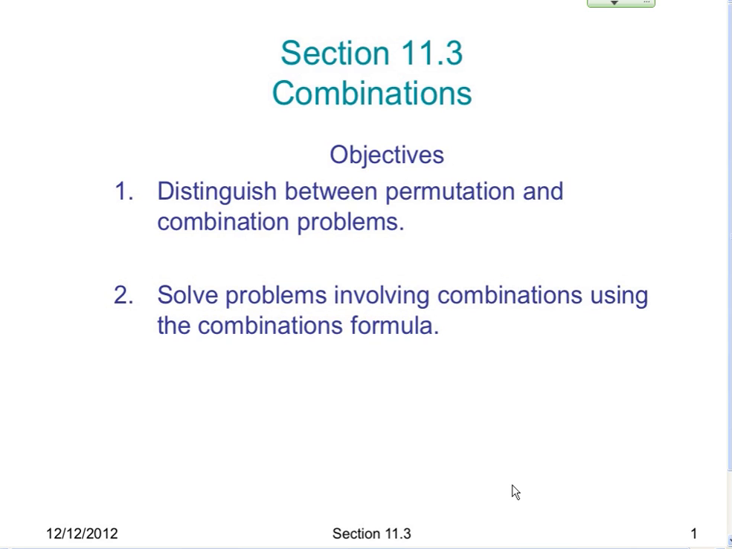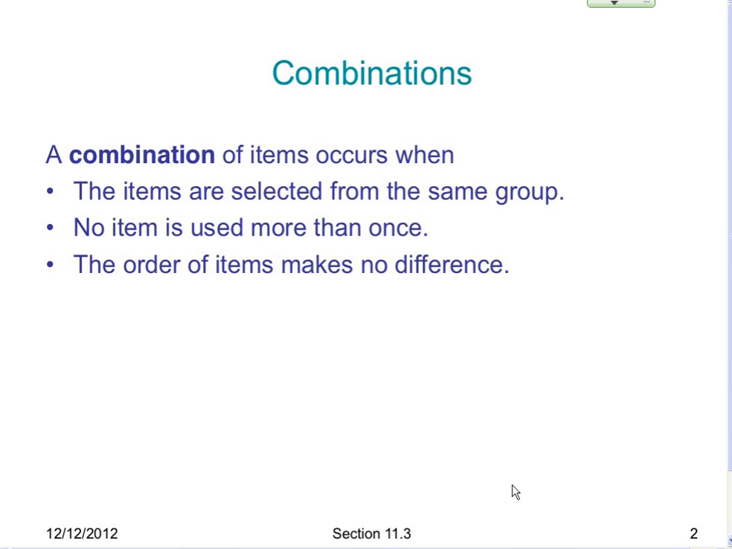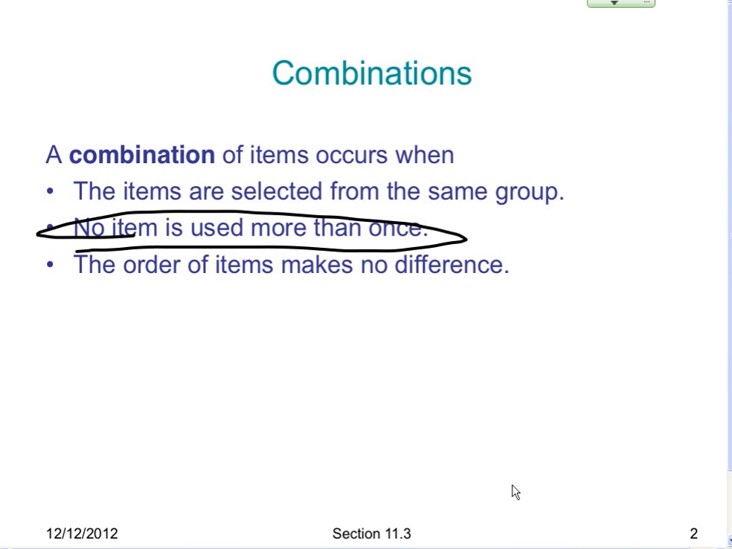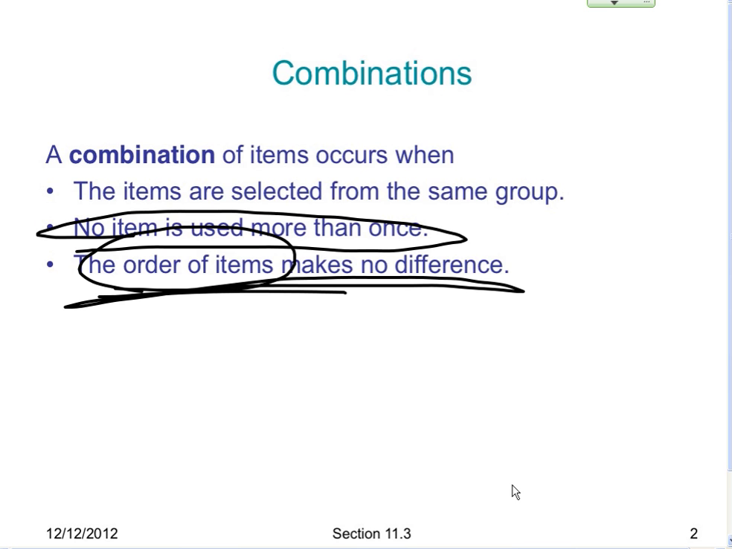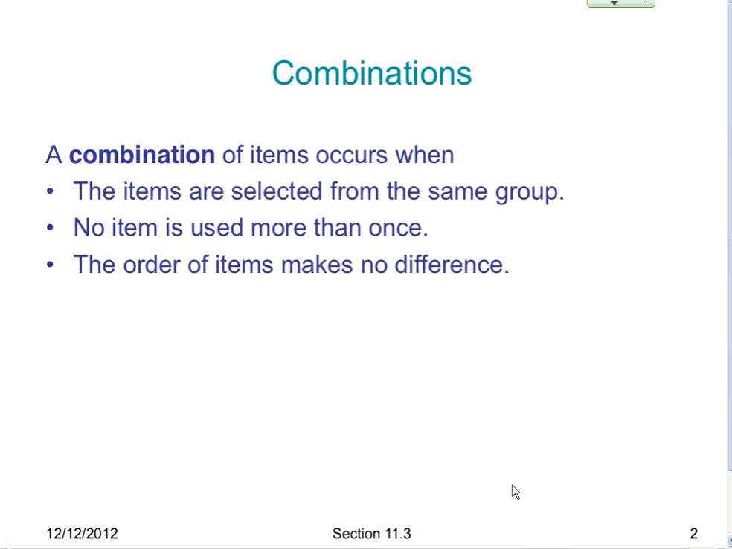This is section 11.3. We're going to talk about combinations in this section. A combination occurs when items are selected from the same group. No item is used more than once, so no repeats, just like with permutations. The difference being that the order of the items does not matter. Super important, you need to know that.